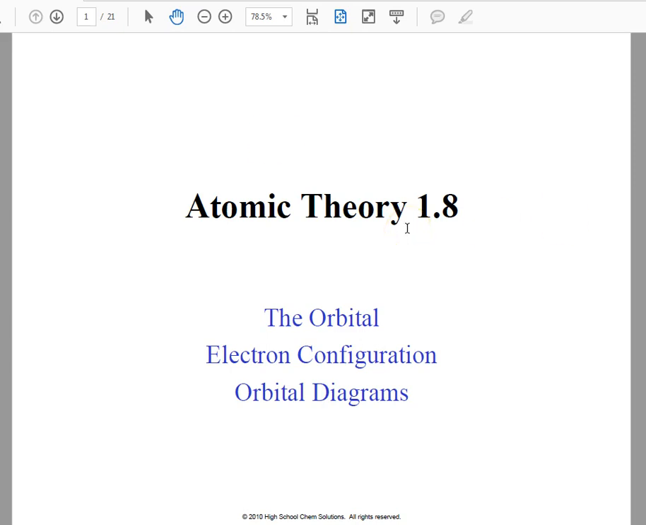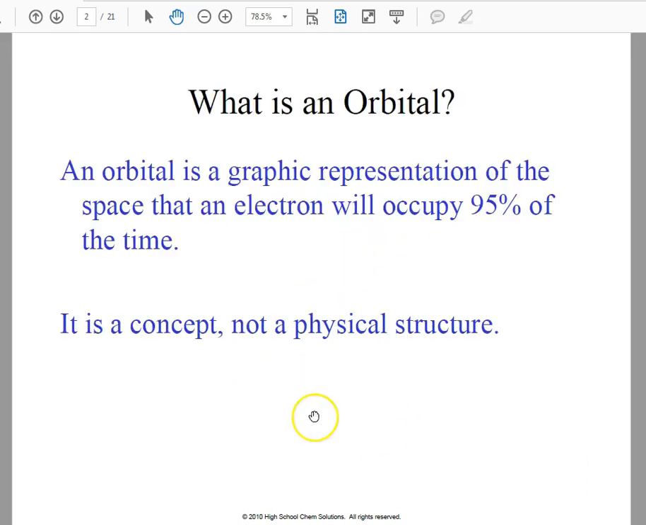If you haven't done that POGL yet, you'll need to pause or just know that a lot of this information is in that POGL. So first off, we're going to talk about what an orbital is, and then we'll practice some electron configuration and orbital diagrams. All right, so first, what is an orbital?